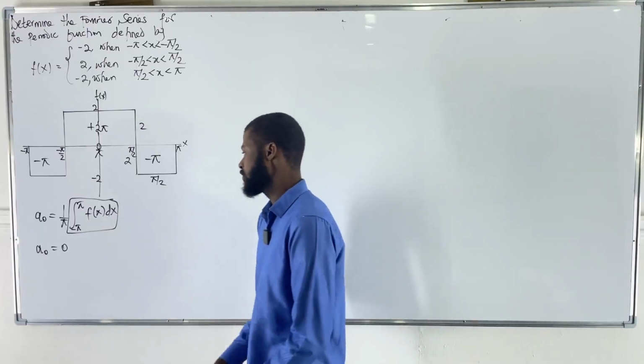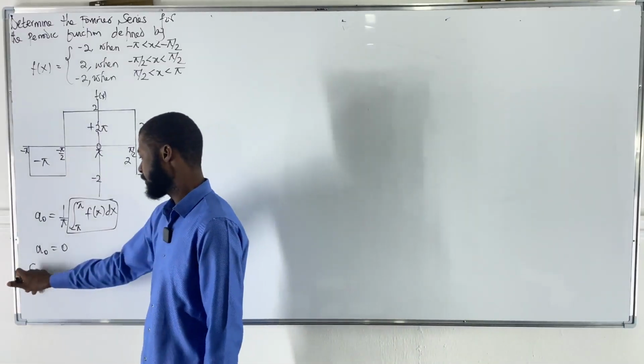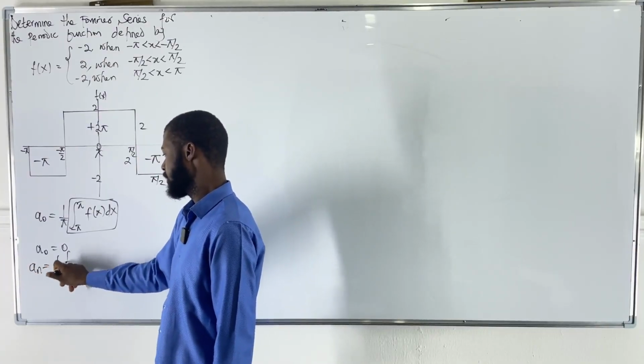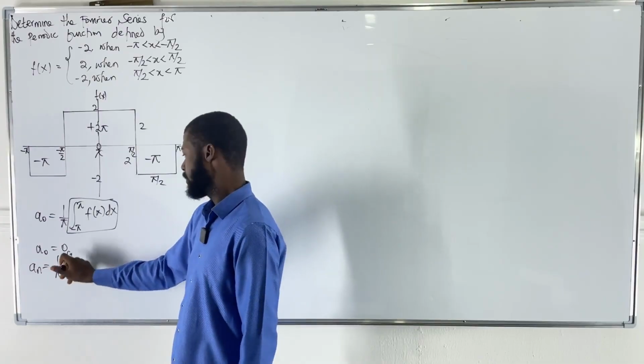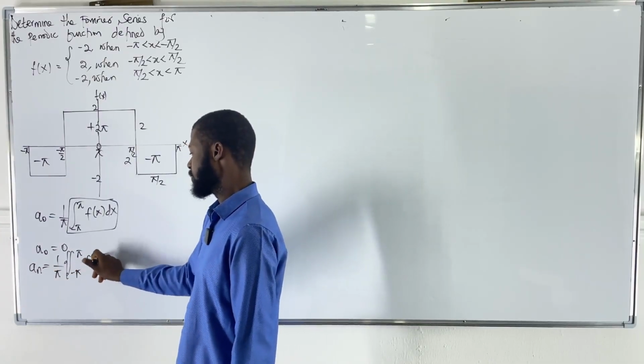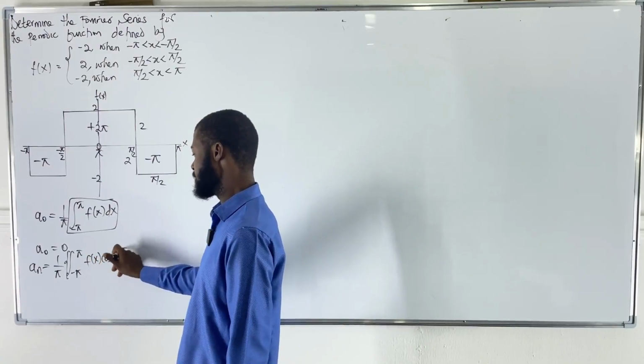Now, let me look for A sub n. So A sub n is 1 over pi, then we have the integral from -pi to pi of f of x cos nx dx.